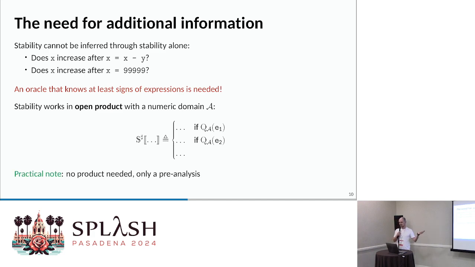Practical note: open product is nice for the formalism, but whenever you implement this, you can just use a pre-analysis. So even if this auxiliary domain is very expensive, you're not required to run it in combination with stability. You can just run it as a pre-analysis without incurring extra costs, and then you can just query whatever you computed before.